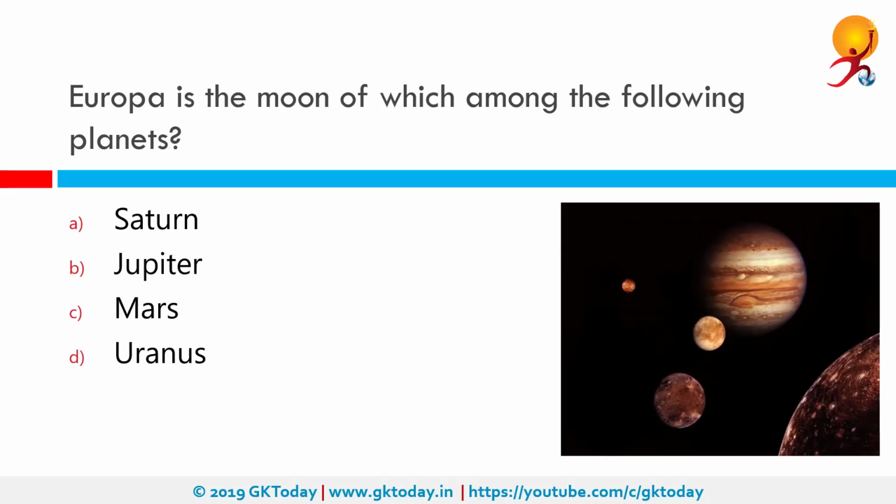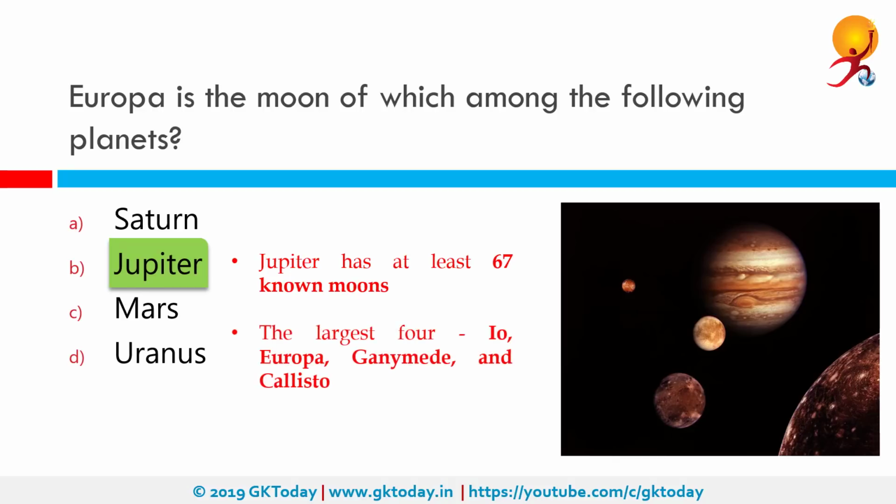Europa is the moon of which among the following planets? The correct answer is Jupiter. Jupiter has at least 67 known moons. The largest 4 are called Io, Europa, Ganymede and Callisto. Europa is an icy moon of the planet Jupiter.